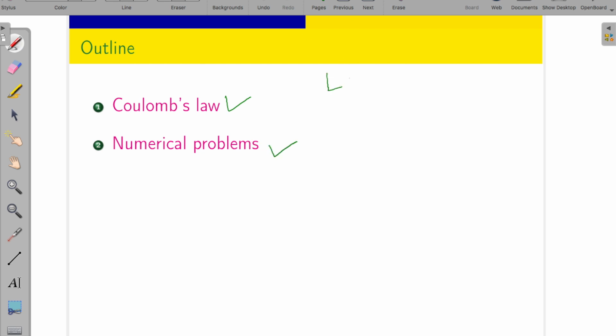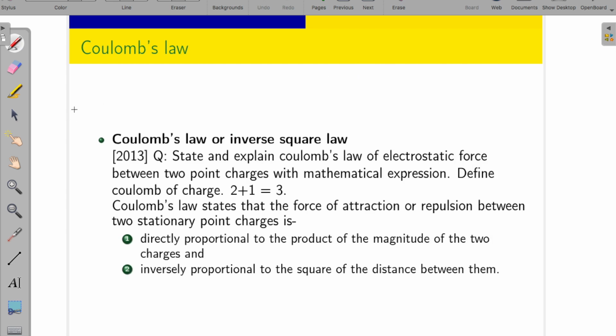So as I told, this is our second lecture on electrostatics. Okay. So here we'll discuss Coulomb's law.